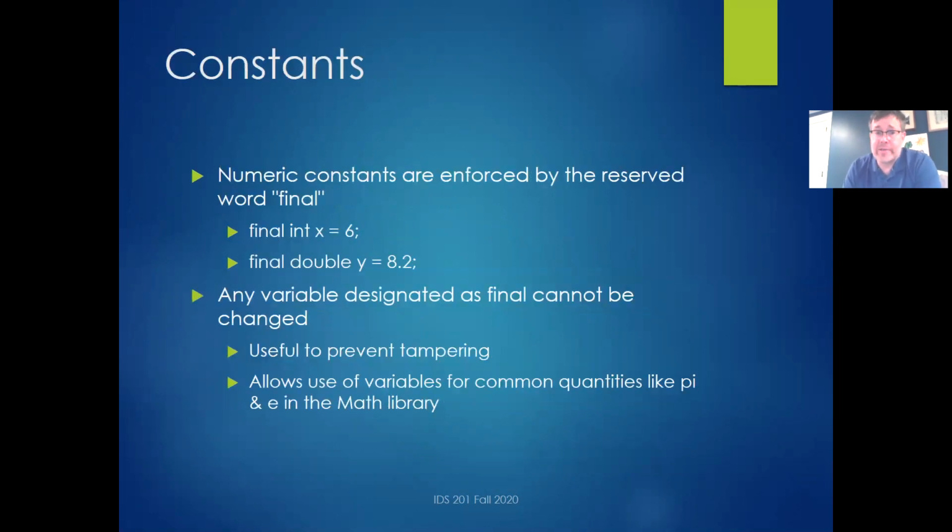Okay, constants. Numeric constants are enforced by the magical reserved word final. So if I have final int x, that means nowhere in the program can I make a change to that. And it works for objects or even classes in various ways. We can talk about that with String later. String is a final class, which means you can't make subclasses of it. So any variable designated as final cannot be changed. This is very useful to prevent tampering or unintended changes to a program, and also for common numbers like pi and e in Java's math library.